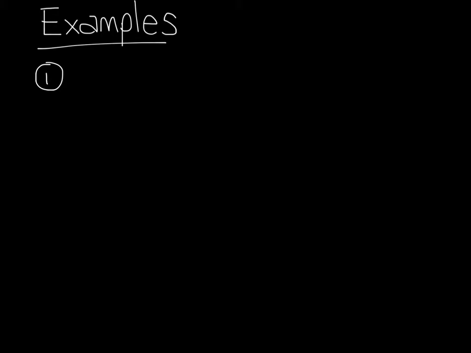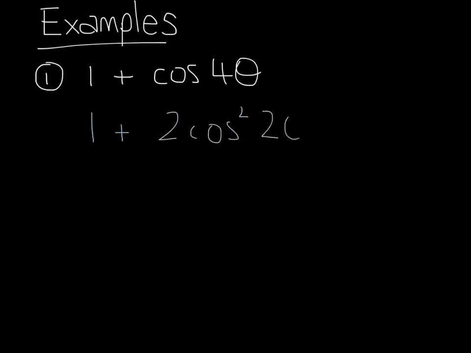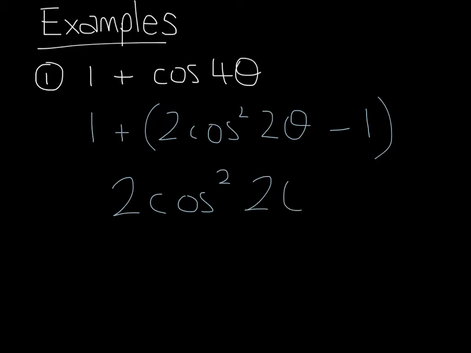Okay, let's look at a couple of quick examples. For the first one, if I have something like 1 plus cos 4 theta, and I want to rewrite that in a simpler way, I can use a double angle formula to rewrite cos 4 theta as 2 cos squared 2 theta minus 1. That would simplify to become 2 cos squared 2 theta.